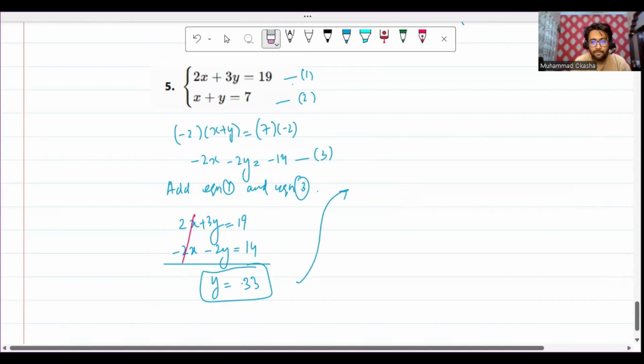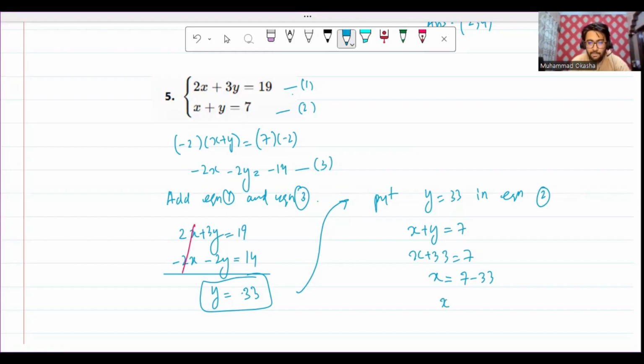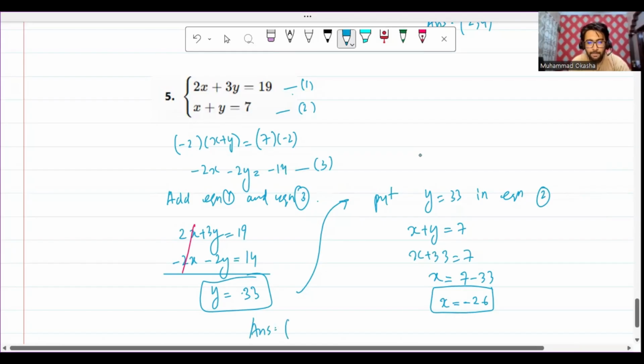Put y equals 5 in any equation you want. Let's put this in equation 2. Put y in equation 2, which is x plus y equals 7. So x plus y equals 7, x equals 7 minus y. I'm shamelessly using a calculator here. So the answer is going to be, and that's that.